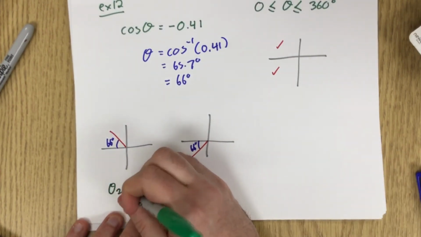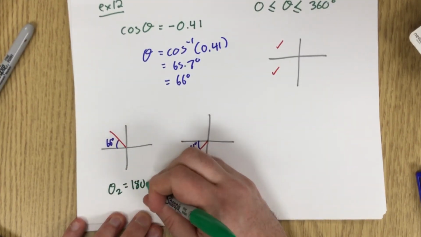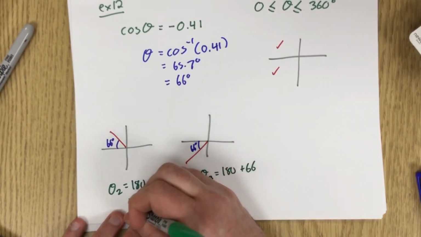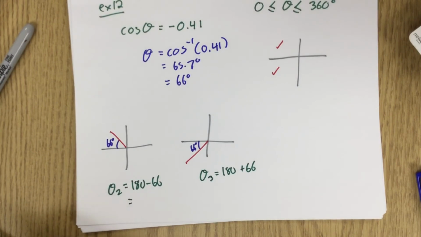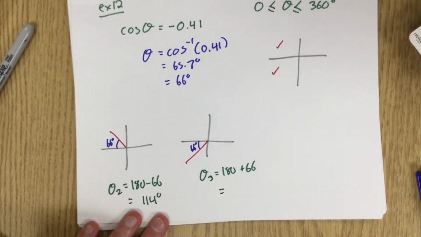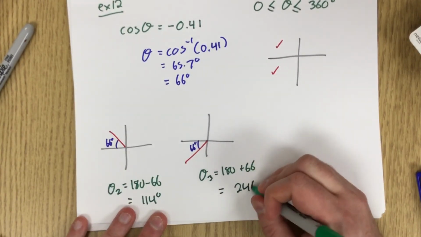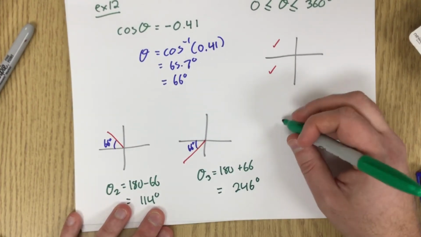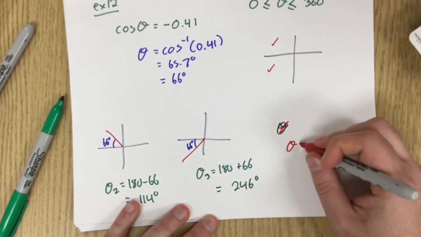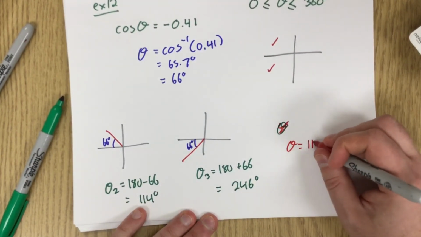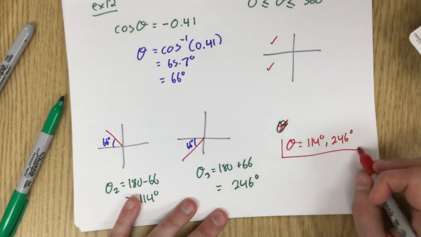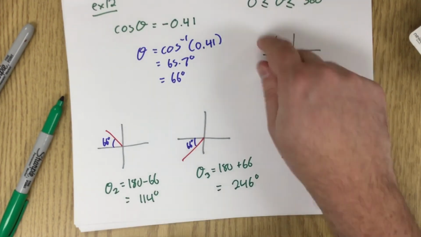So my second quadrant answer is going to be 180 minus 66, which is 114 degrees. My third quadrant answer is going to be 180 plus 66, which is 246 degrees. And so cos theta equals negative 0.41, then my possible answers are 114 degrees or 246 degrees. And those are the two answers between 0 and 360.